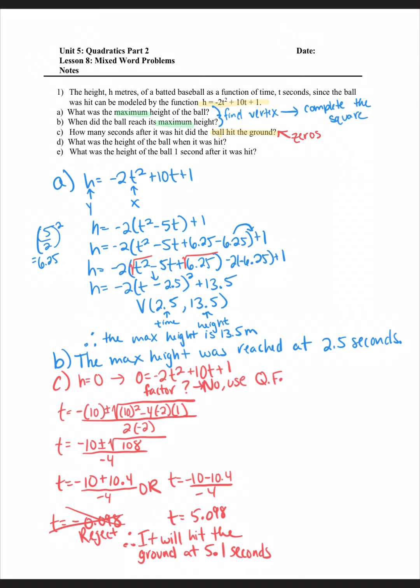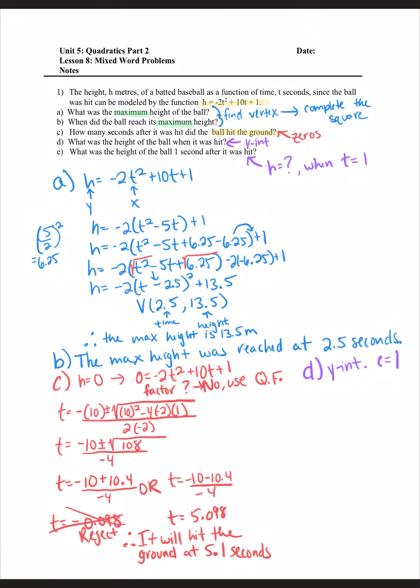So what was the height of the ball when it was hit? So remember, that's our initial value, also known as our y-intercept. And what was the height of the ball 1 second after it was hit? So this is asking us, what is our height equal when t equals 1? So we can easily sub that in. But let's start with d. So for part d, our y-intercept we can find right from our standard form. So c equals 1 in my standard form of my equation.